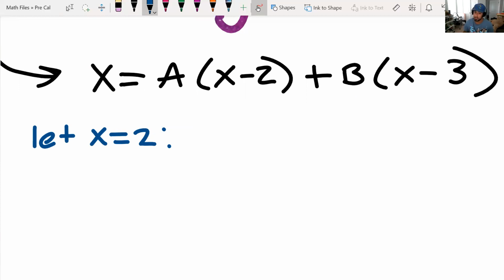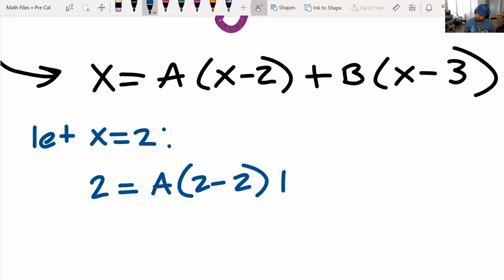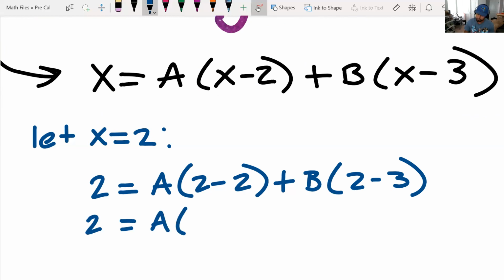So starting with the left side, we'll have 2 equals A times 2 minus 2 plus B times 2 minus 3, and clean it up. 2 equals A times 0 plus b times negative 1.